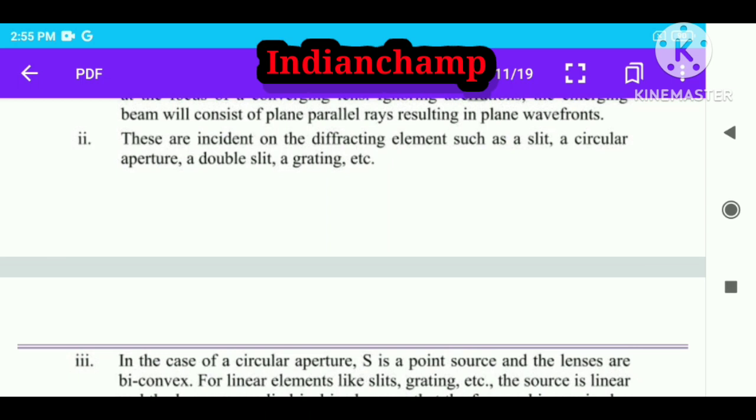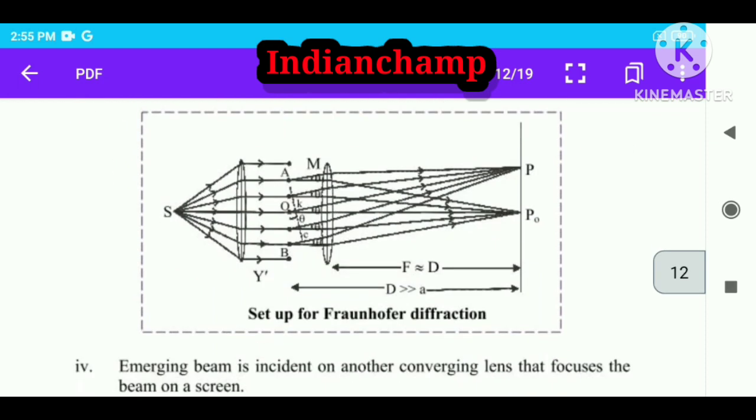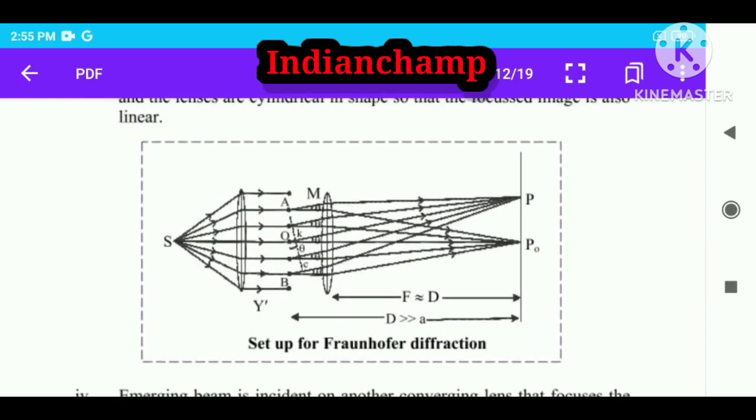These are incident on the diffracting elements such as a slit, a circular aperture, a double slit, a grating, etc. Third, in case of a circular aperture, there is a point source and the lenses are biconvex. For linear elements like the slit, grating, etc., the source is linear and the lenses are cylindrical in shape so that the focused image is linear. Setup of Fraunhofer diffraction.